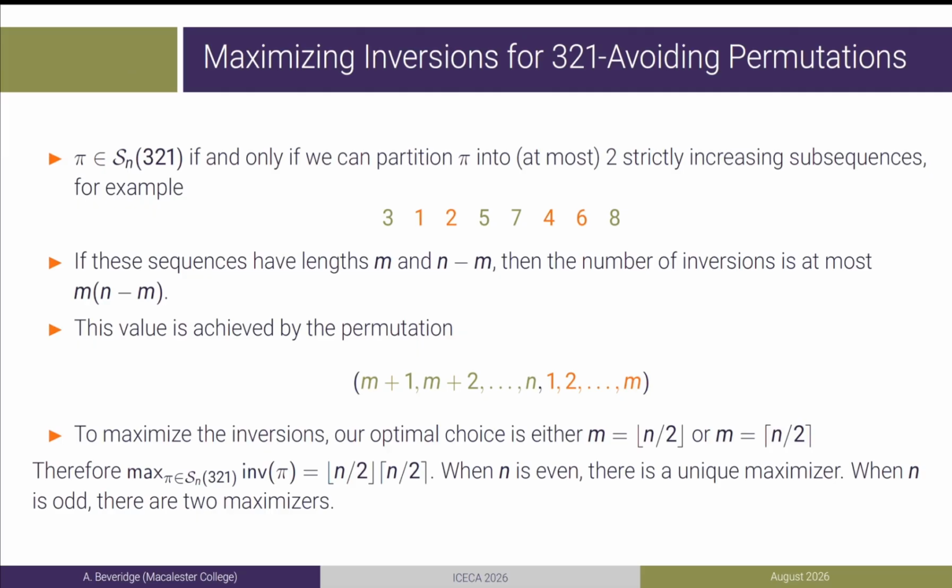It can be partitioned into the subsequences 3, 5, 7, 8 and 1, 2, 4, 6. After we've partitioned pi into subsequences of length m and n minus m, then the most inversions that we can possibly have is their product, m times n minus m. In fact, we can achieve this value by putting m plus 1 through n at the start of our permutation and placing 1 through m at the end. Now, to maximize our inversion number, we want to take m to be as close to n over 2 as we can. So when n is even, there is a unique 3-2-1 avoiding permutation that maximizes the inversion number. And when n is odd, there are two of them.